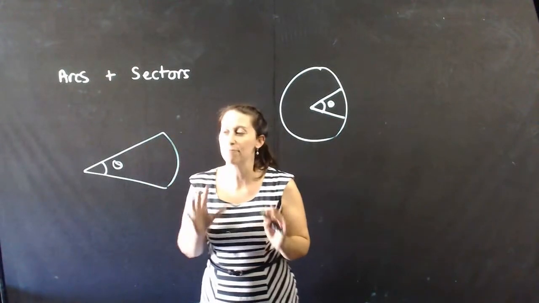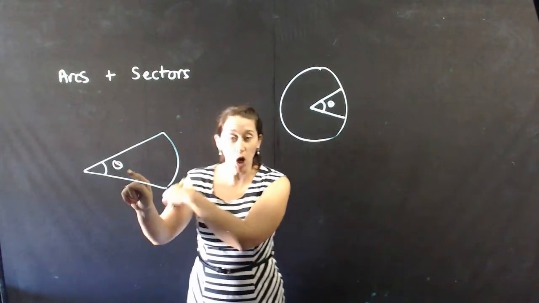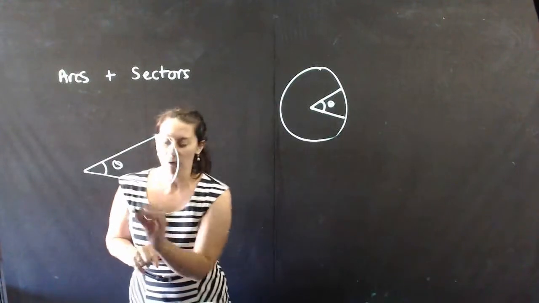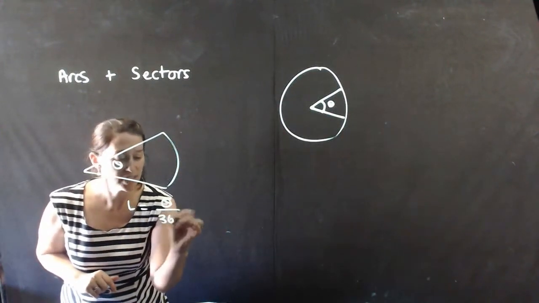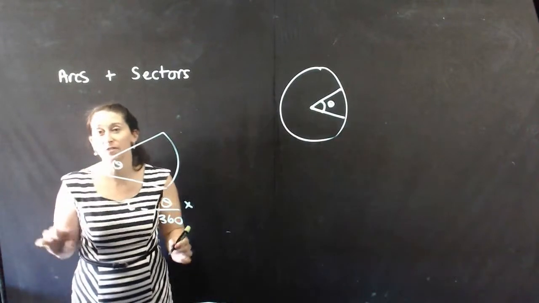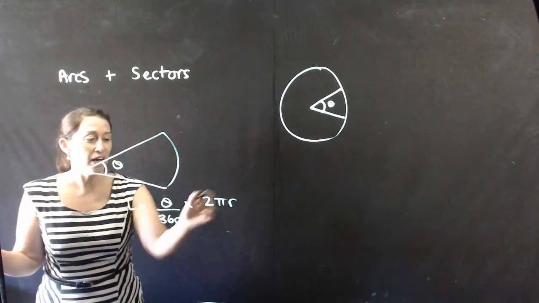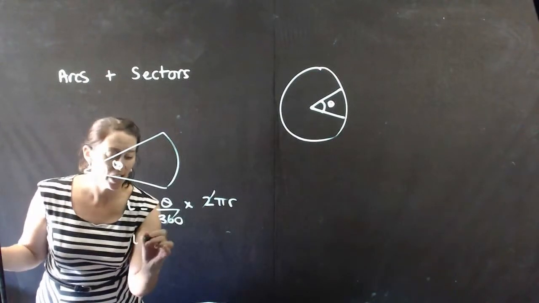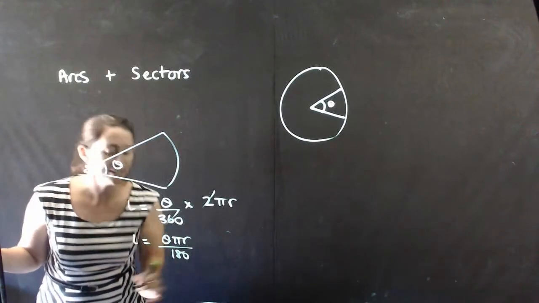So the arc length is a fraction of a whole circle's circumference. The fraction of the whole circle is actually theta out of 360 degrees. So if we go with L, the length, we've got theta over 360 multiplied by the formula for the circumference, which is 2 pi r. Now if I simplify that, I can cancel it down because it's 1 over 180. I end up getting theta pi r over 180.